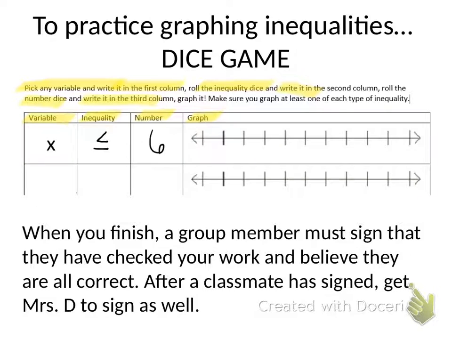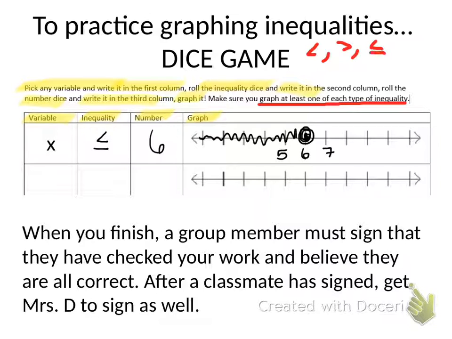Last thing you need to do in the fourth column is graph it. So I'm going to have 6, one bigger, one smaller. I'm going to have a closed circle, and that says X is less than or equal to, so I'm shading where it's less than. Pretty simple, right? Okay, so while you're doing this, you're going to just roll the dice to find out what you have to graph. But as you get towards the end, go back and check and make sure that you've graphed at least one of each type of inequality. That's less than, greater than, less than or equal to, greater than or equal to, and not equal to. So make sure you have one of each of those.